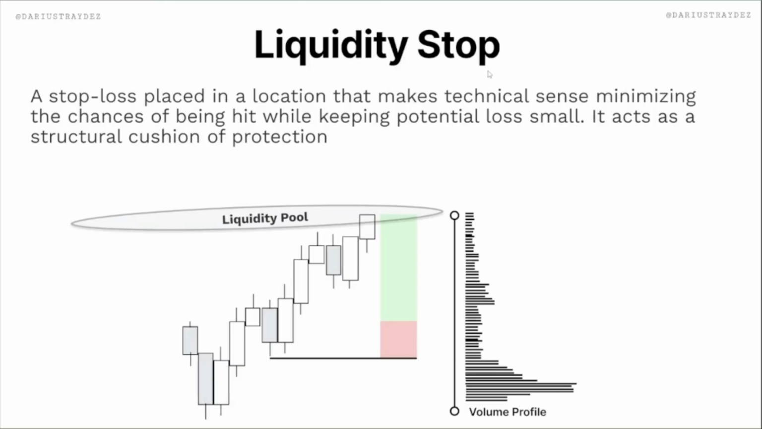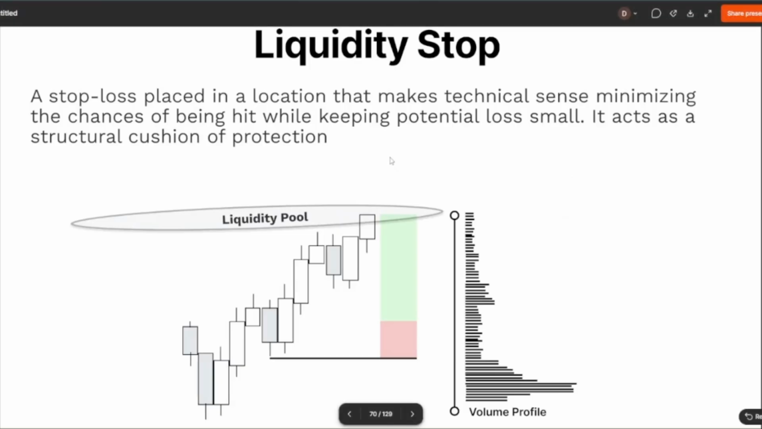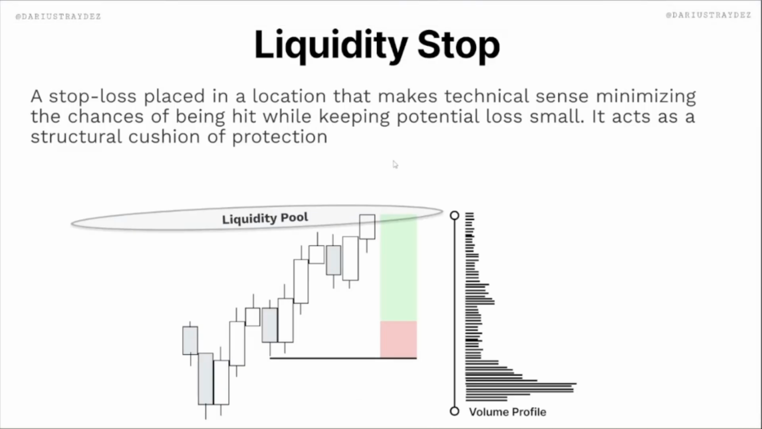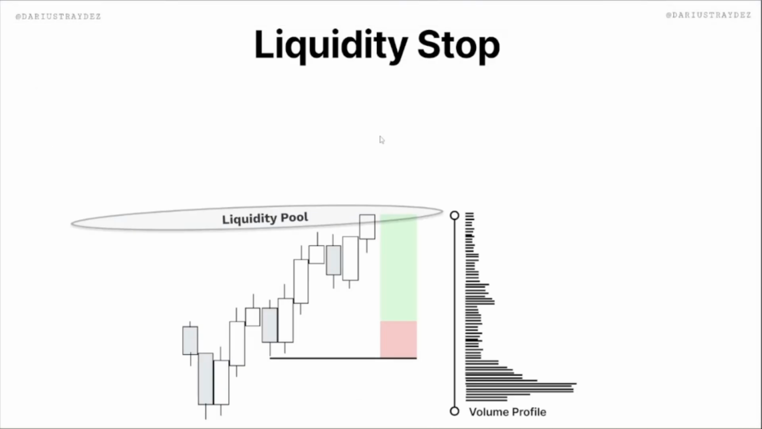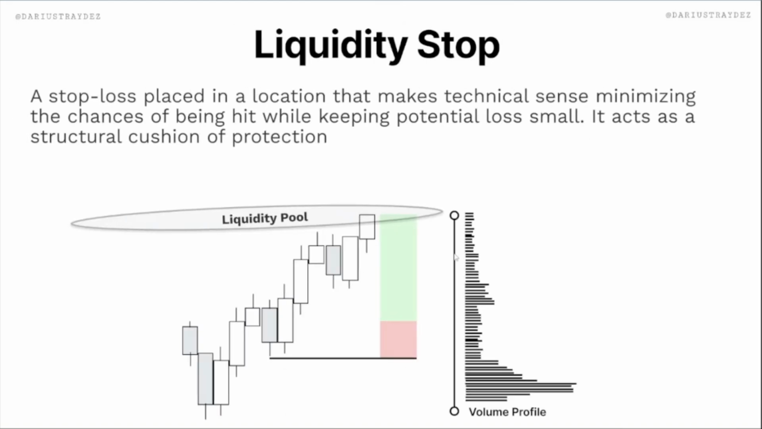So now we have the liquidity stop, and this is a stop loss that's placed in a location that makes sense. So now we have the liquidity stop, which is a stop loss that is placed where it makes sense liquidity-wise, keeping potential losses small, and it just sort of acts like a structural cushion for protection. So we put our stop loss here. We put our stop losses in a place that makes sense.